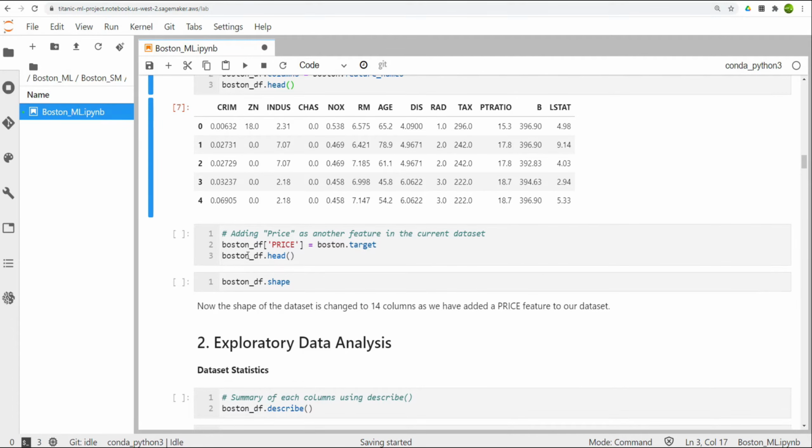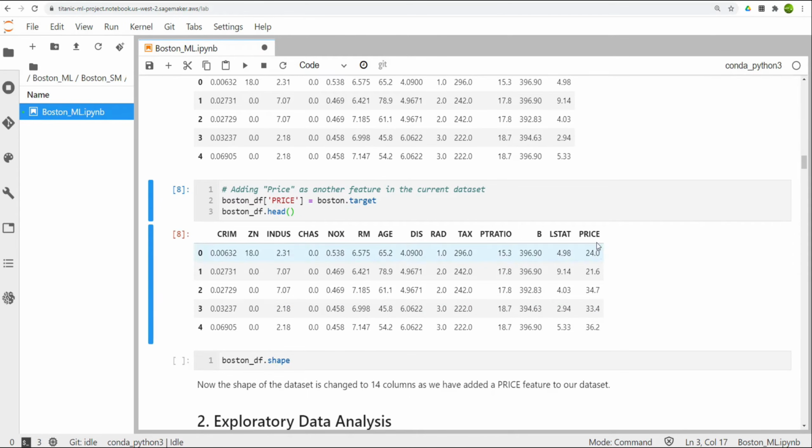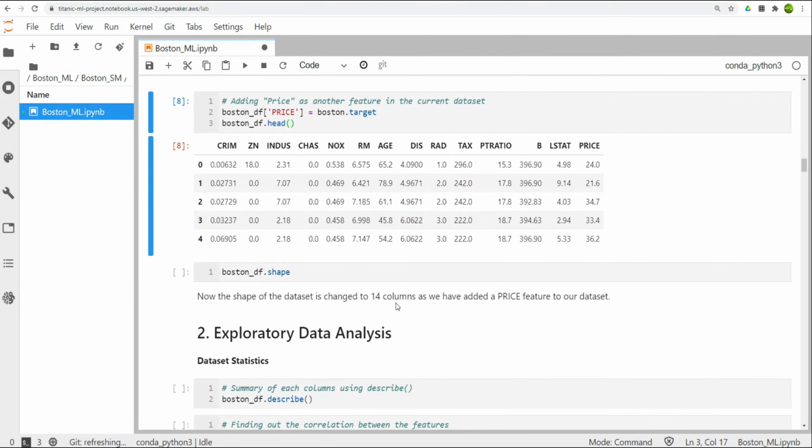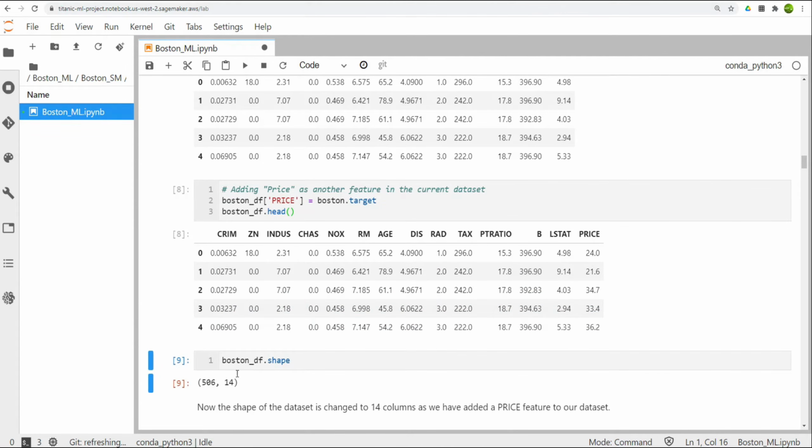In this cell, I'm naming it as price, and adding the target value to it. Let's now see the output and run this cell. And here we have the price column in the final data frame that we will be using. So now let's see the final shape of the data. So now we have 14 columns and 506 rows. So this is our final data frame that we have combined out of the loaded dataset from the scikit-learn library. In our next lab session, we will start with the exploratory data analysis on this dataset.